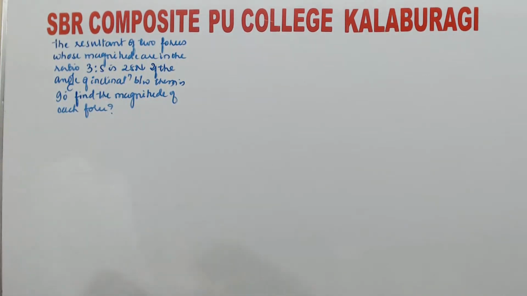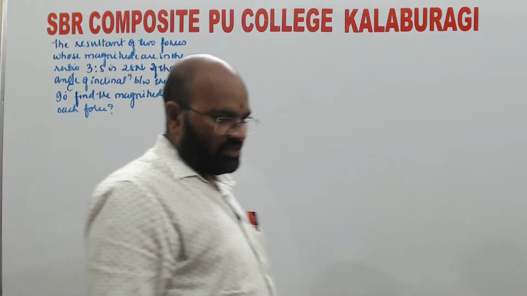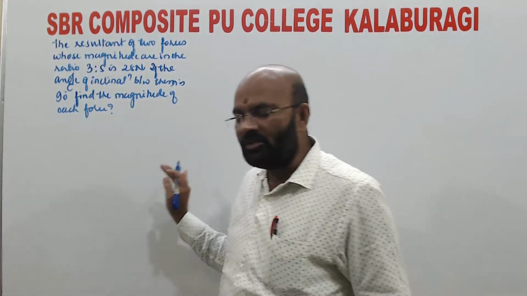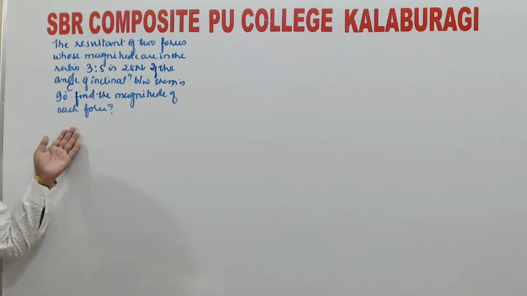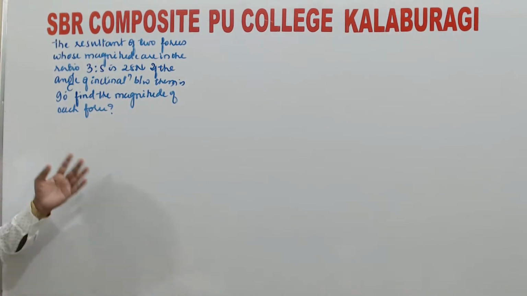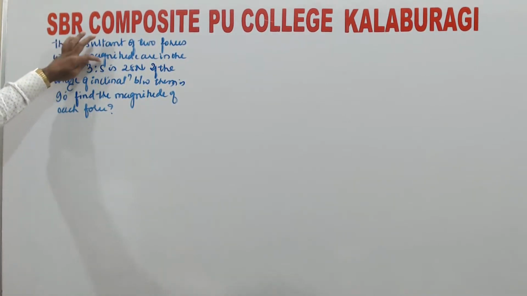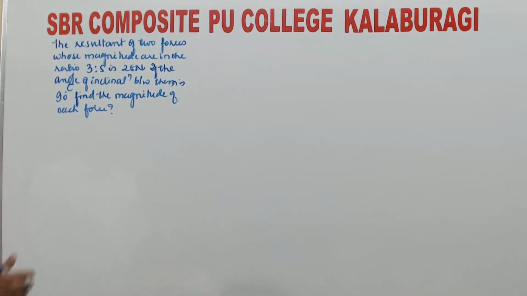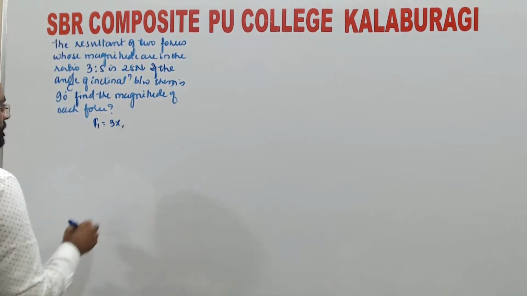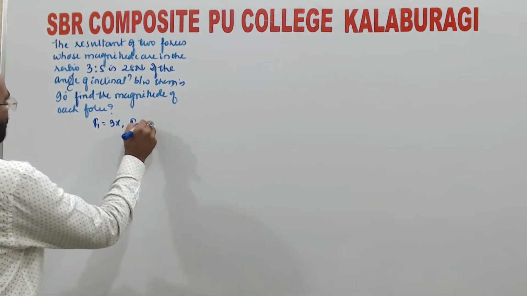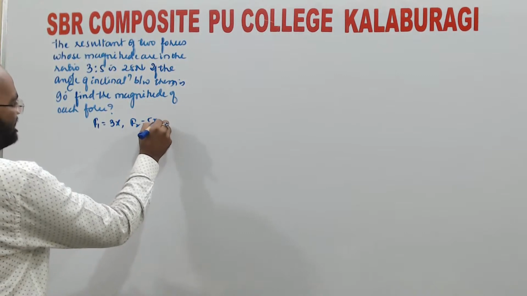That's all. Dear students, such type of problems we have already solved, so just try yourself and you can get the answer. Because the ratio 3:5 is given, we consider two forces. The first force F1 is 3 times x Newton, and F2 is equal to 5 times x.